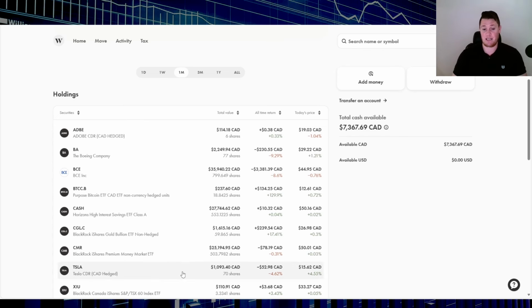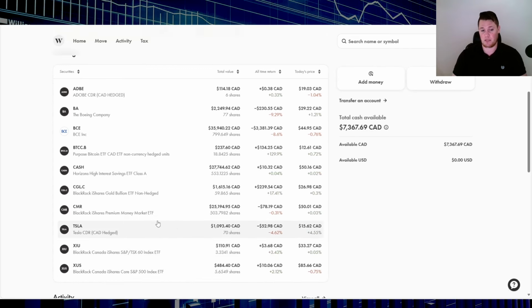And then Tesla has been a champ. So Tesla is a very good example of what the market is truly looking for, and that is good future guidance. So Facebook gave poor future guidance, Tesla gave good future guidance, and Tesla went up like crazy. So I was down almost 18%, so now I'm down only 4.62%.